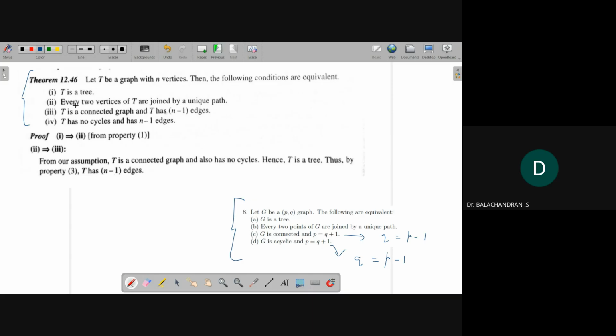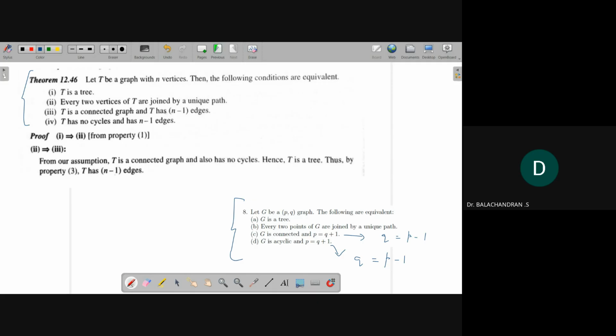If you assume T is a tree, you need to prove every two vertices of T are joined by a unique path. That we already discussed. Next, you should assume two and prove three. So assume any two vertices of T are joined by a unique path. You need to prove T is connected and has n minus 1 edges.